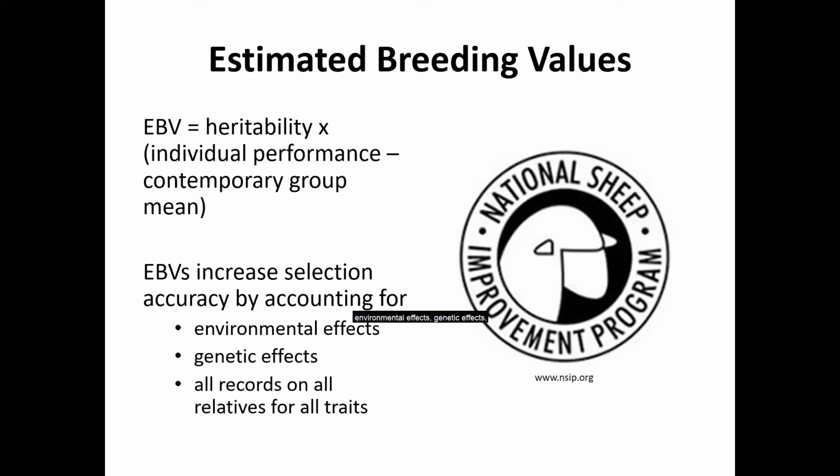Okay, and so practically, EBVs increase selection accuracy by accounting for those other parts of the equation: environmental effects, genetic effects that are additive, genetic effects that are not, and an EBV for a trait includes all records on all traits for all relatives. And so there's a series of complex matrix algebra that's way behind the scenes that evaluates pedigree relationships and trait correlations for all of that information, and ultimately arrives at an estimate for an individual for a trait. That's an estimate of its breeding value.